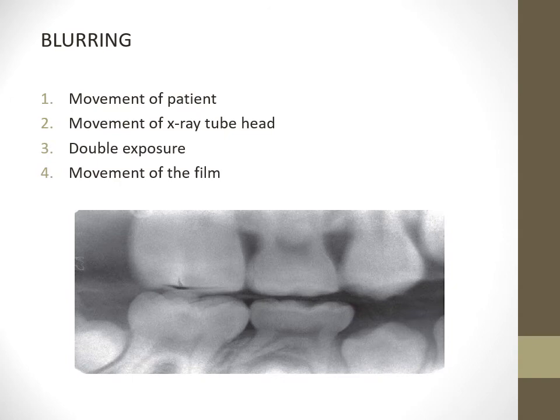if the collimator is moved, double exposure, if the same film is exposed twice to the radiation, I'll show you later on. And fourth is the movement of the film. If the patient moves the film in the oral cavity, it can cause blurring of the radiograph. The image will not be sharp, there will be a blurred image, which is again a faulty radiograph.